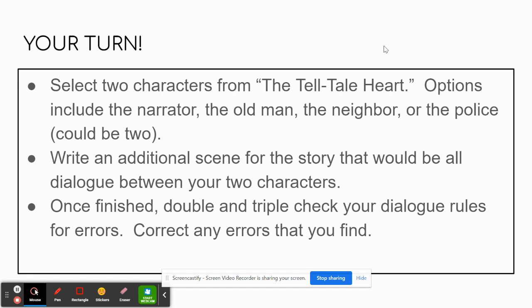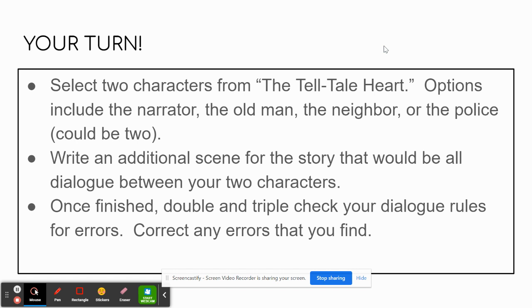And I want you to come up with an additional scene for the story that would include the 2 characters that you selected. The scene should be all dialogue. It can be as long or short as you want, as long as you're adding to the story. You know, obviously 1 line of dialogue or 2 lines of dialogue is not really going to add to the story. So think about what happened in the story. Think about where a conversation would be super interesting, and have fun with it.